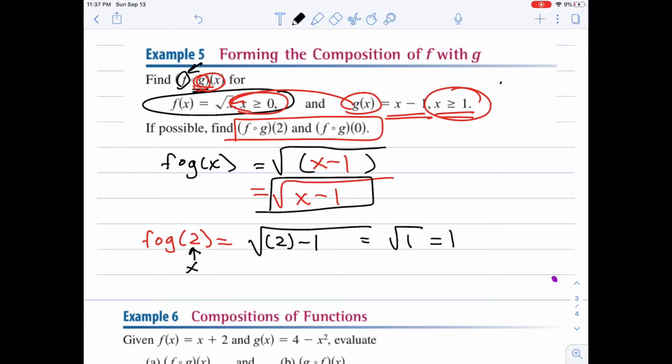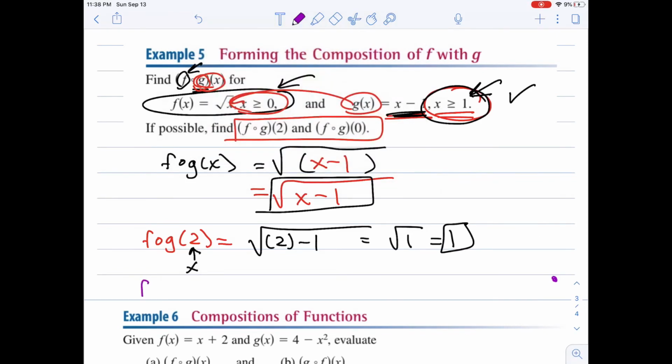If a value of 2 was being put into g of x, this would work. We also have to look at it here. If it was 2 inside the g of x, 2 minus 1 would be 1, and it would still work for that domain, so that works just fine. So f of g of 2 is 1.